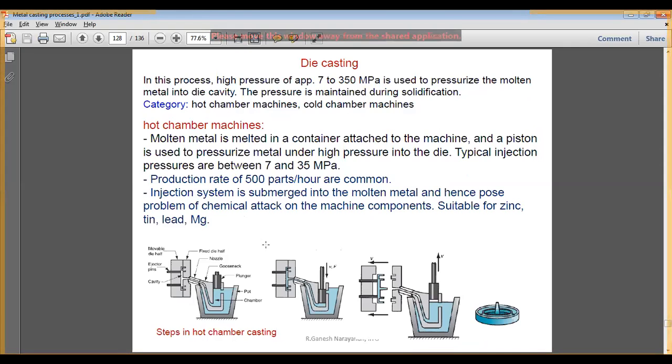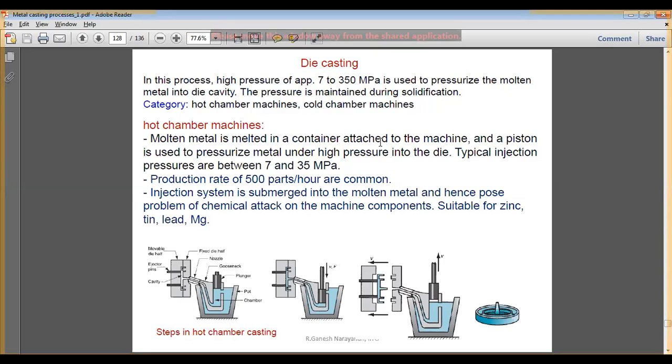Now the die casting that we have discussed: hot chamber machines. In die casting also, we have a permanent die, and this permanent die is opened. It has two jaws, one fixed and another movable. We can see here the movable jaw and the fixed jaw. In hot chamber machines, the injection system is submerged into the metal and hence poses problems to the die.